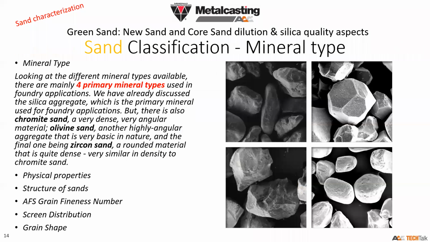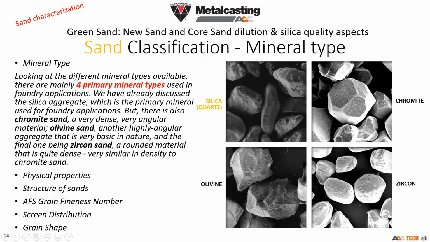On the next slide, I want to show you also that although silica sand is the preferred one, we have some other mineral types that we can use in green sand or for foundries, I mean for iron and steel. And the main ones are chromite, olivine, and zircon.